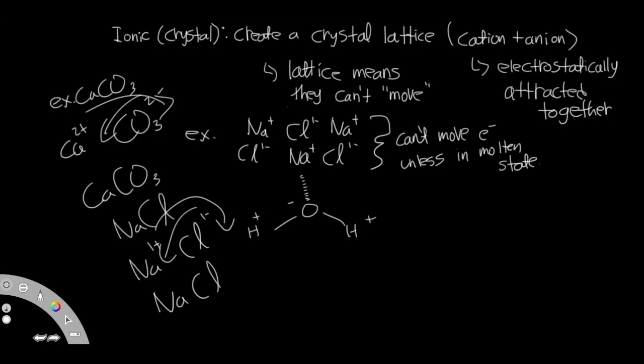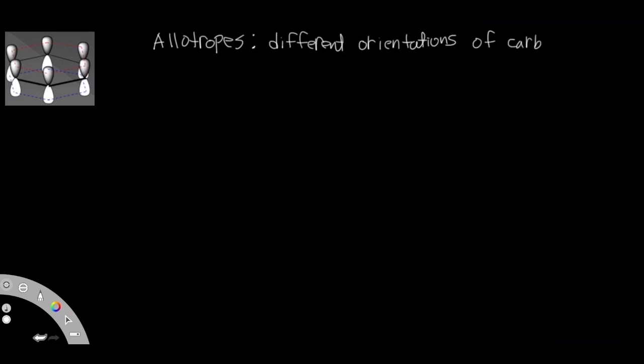Now let's have a look at some allotropes. Now looking at allotropes, we've already kind of looked at it a little bit with the diamond and graphite, but just a formal definition here, they're just different orientations of carbon, specifically carbon. Okay, so all of them are network covalent.